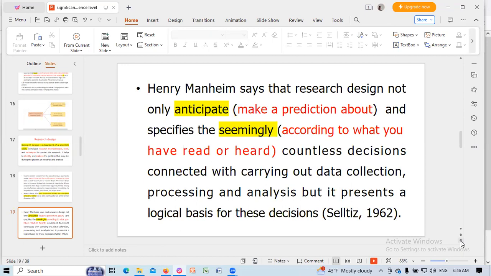And according to Kerlinger, research design not only anticipates and specifies the seemingly countless decisions connected with carrying out the collection, processing, and analysis of data, but it also presents a logical basis for these decisions.